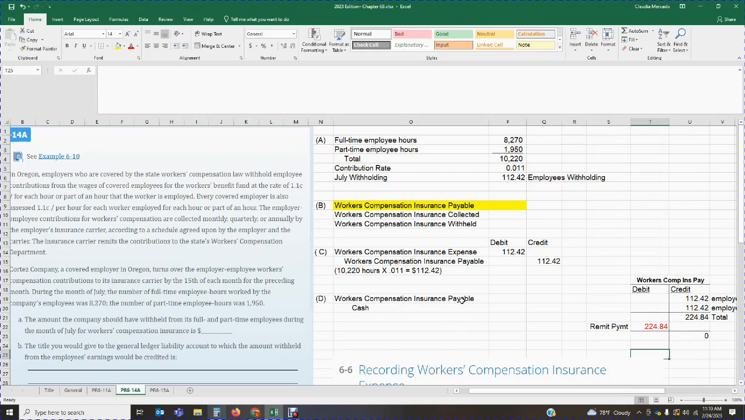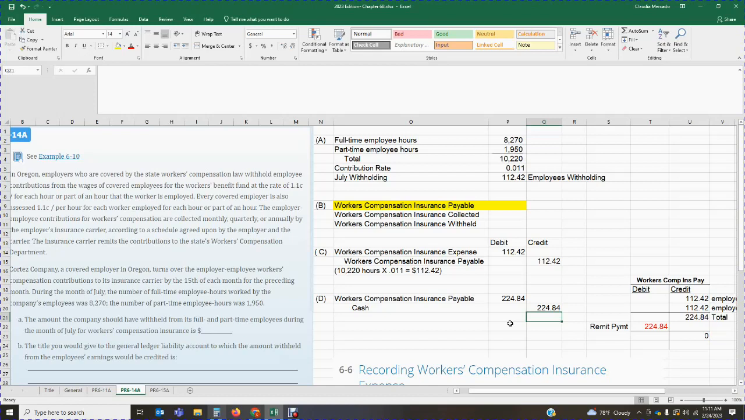My workers' compensation insurance payable account is going to be debited for the $224.84. When I remit payment, I have to pay the insurance carrier with cash, be it via electronic transfer or a check. But regardless, it's going to affect your cash. So your cash is going to decrease by $224.84. The payable decreases because we're taking the money out of the payable to remit our payment. And cash decreases because now we're making a payment to our insurance carrier for that amount. So workers' compensation insurance payable will be debited for the total, both the employee and the employer, and we're going to credit cash. So that is this problem.